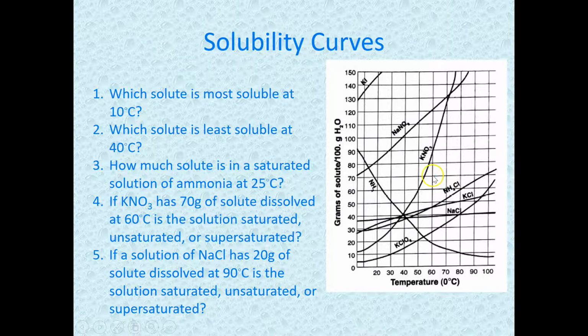If a solution of sodium chloride, that's this line right here, has 20 grams dissolved at 90 degrees Celsius, is it saturated, unsaturated, or supersaturated? So we go to 90, we go up to 20. It is also unsaturated because it falls below the line.